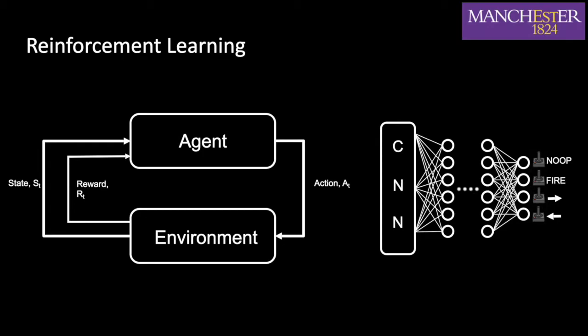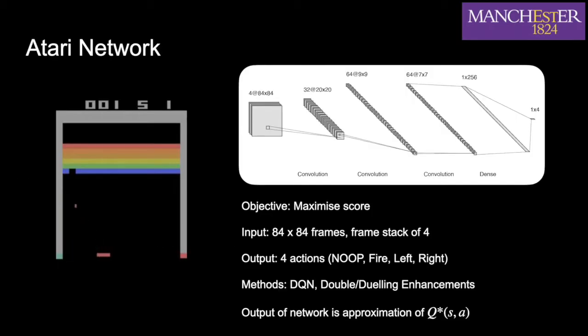We combine both of these ideas into what's commonly known as deep reinforcement learning, where the agent is our neural network and predicts our action based on the input from the environment. Now we'll take a look at the Atari network in a bit more detail. The objective of the game is to maximize the score that you can see on the top. The input from the emulator is 210 by 160 pixels, but we need to resize that to 84 by 84 pixels as the square input to the network.